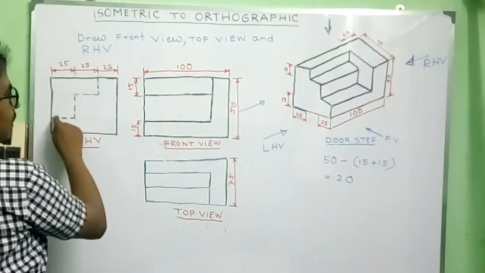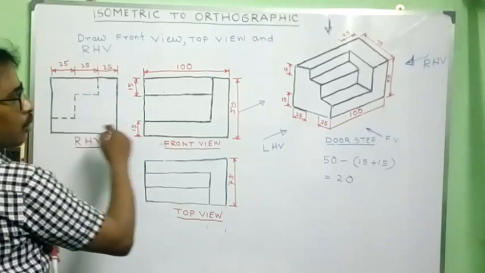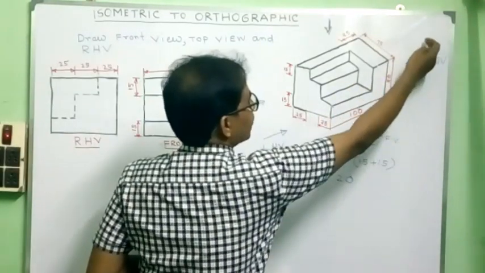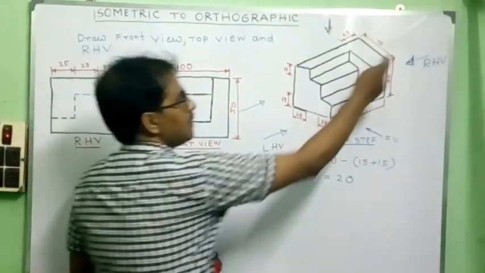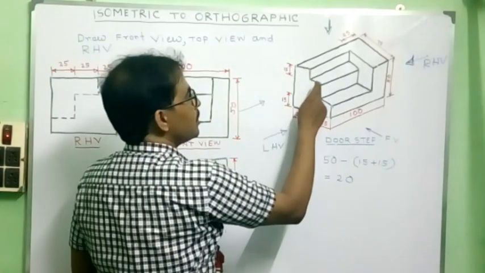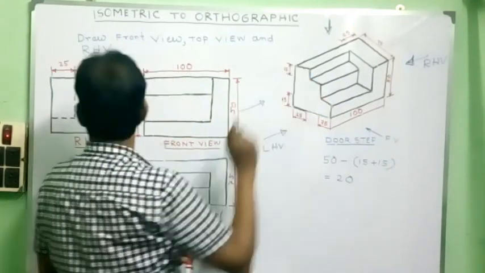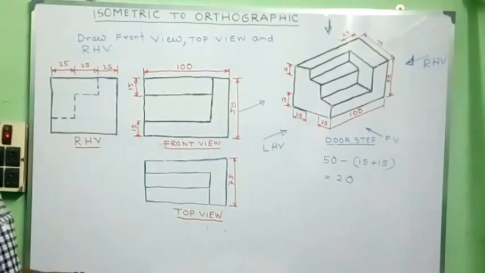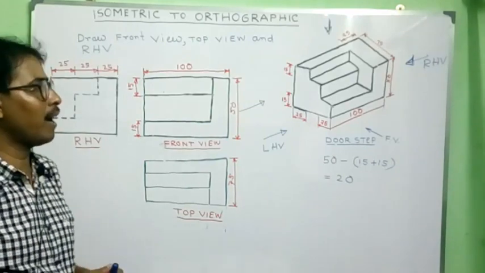This is a dotted hidden line, because in this portion, if we see, this will be hidden. Okay.